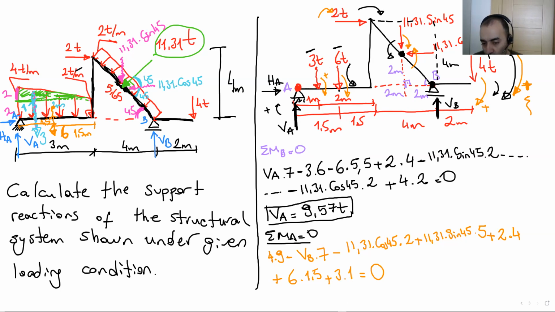Now we have the equation. We have only one unknown, which is VB in this equation. It's easy to calculate if you have a calculator. So I'm going to write the result of VB directly here: 11.43 ton. Any questions so far?